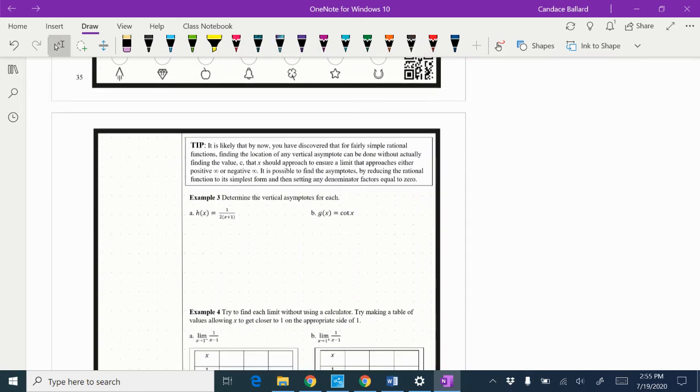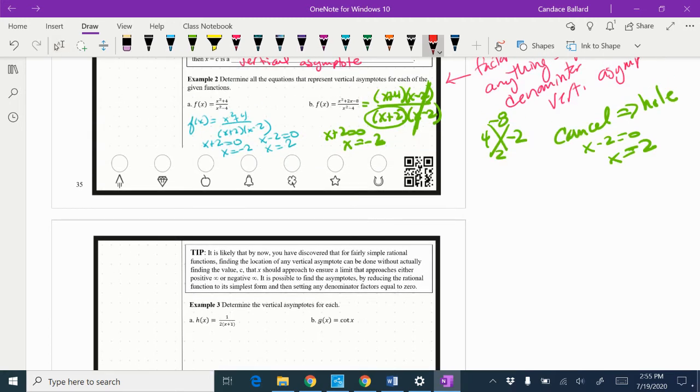So just a handy little tip. It's likely that by now you've discovered that for fairly simple rational functions, finding the location of any vertical asymptote can be done without actually finding the value of c that x should approach to ensure a limit that approaches either positive infinity or negative infinity. It is possible to find the asymptotes by reducing the rational function to its simplest form and then setting any denominator factors equal to 0. That's basically what we wrote down up here, isn't it? Okay.